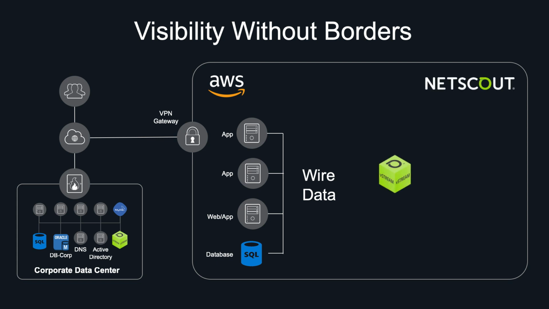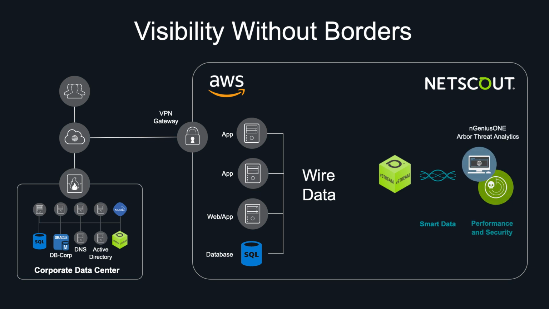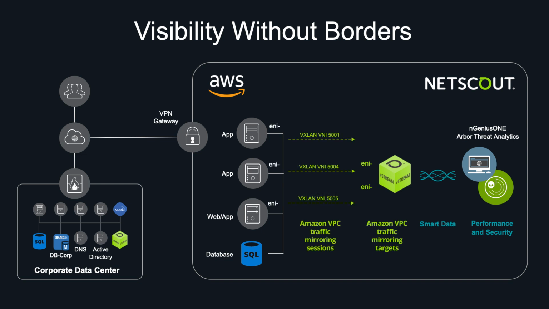Our software vStream technology, storing the packets and creating meaningful performance and security threat indicators, or smart data, is consumed by our analytics platforms, IngeniusOne for network and application performance, and Arbor Threat Analytics for security insights. Amazon VPC traffic mirroring allows us to create traffic mirror targets, ENIs on the vStream, and set up traffic mirror sessions from our migrated EC2 instances to those targets. Let's see NETSCOUT Visibility Without Borders in action with Amazon VPC traffic mirroring.